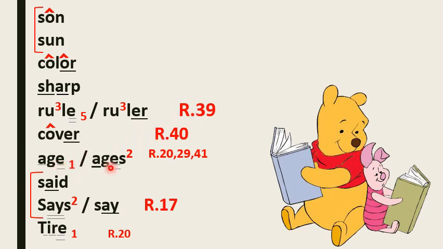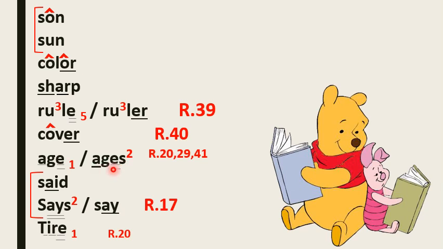Age, ages. Here we have silent final E. Job number 1, let the vowel say its name. The vowel is becoming long. And that will be Rule 20, okay? Ages. Here, the vowel is long. The vowel A is long, okay? So it's saying its name. And here, this E is silent, but it's not final. It's not at the end, so it's not going to be silent final E. It's only going to be silent without being final.